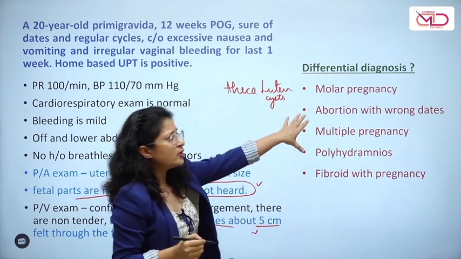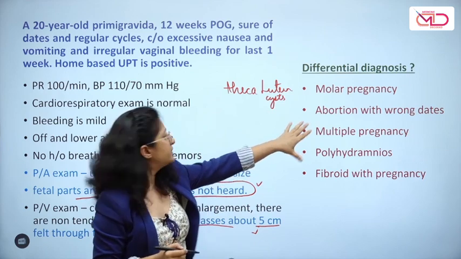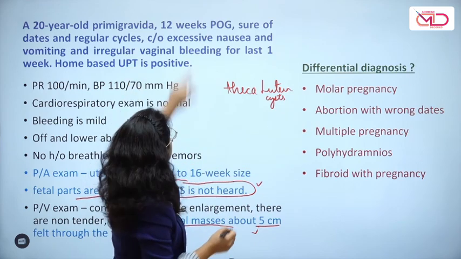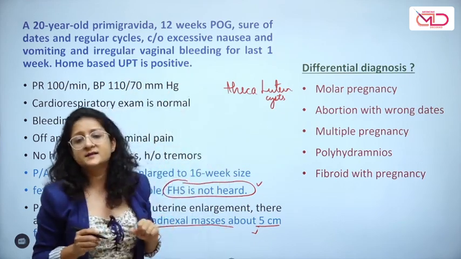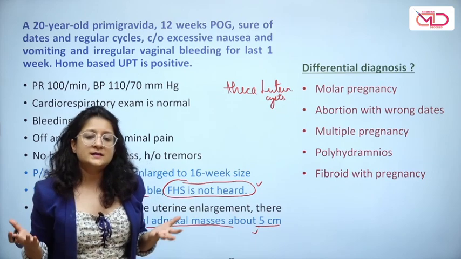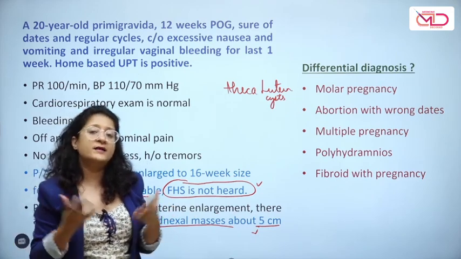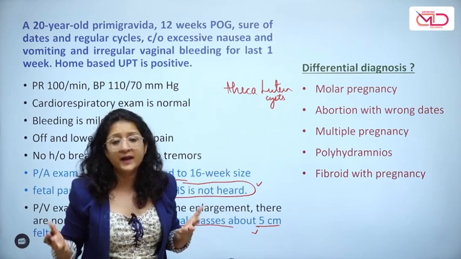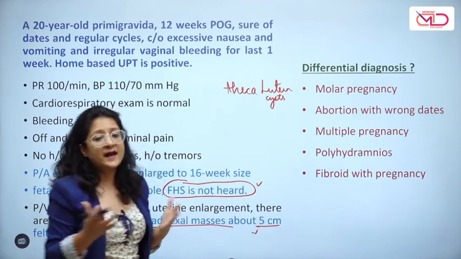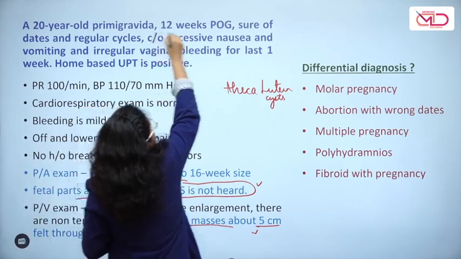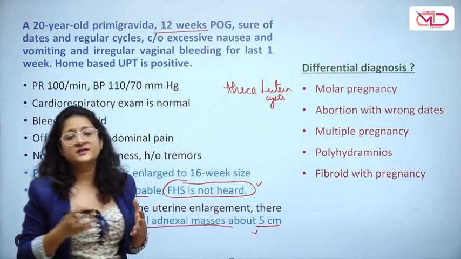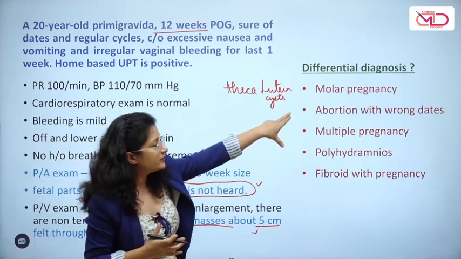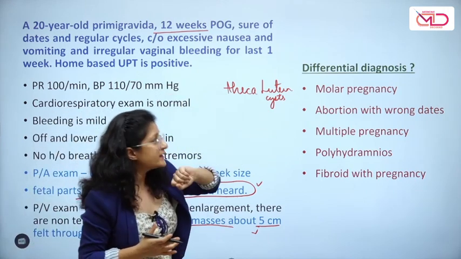It could be an abortion with wrong dates. I agree there. But for that, I'll have to confirm whether she is indeed 3 months or 12 weeks. So I would ask her for her LMP. I would check the reliability of the dates. I would see if there's an early scan or whatever. And yes, by some means or the other, I would confirm that she is indeed 12 weeks. So that would give me a clue here. Multiple pregnancy.